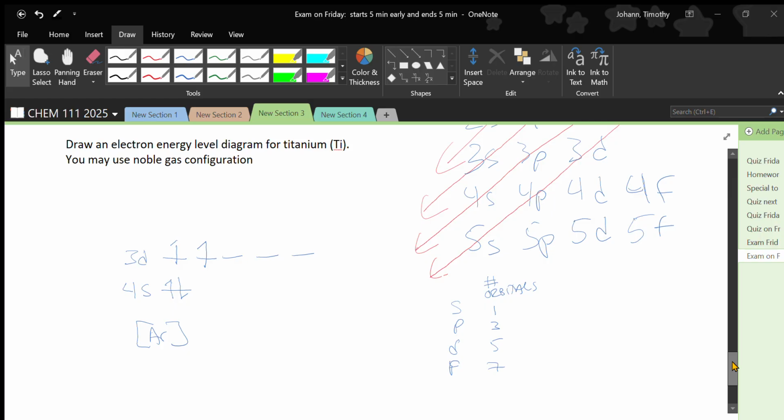So I would do the first one, 1s, and draw a line for the orbital next to it. Then up here you put 2s, which is higher energy. One orbital, and you fill it with 2 electrons. And now 2p.